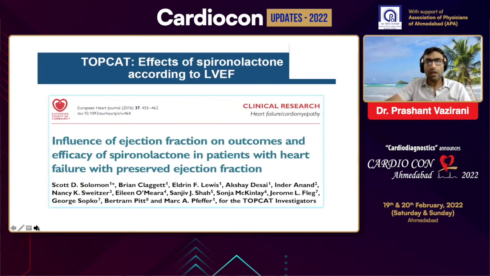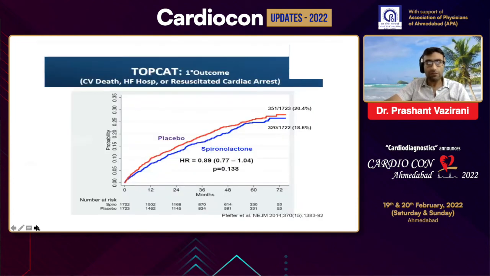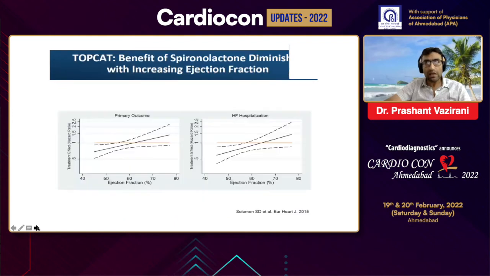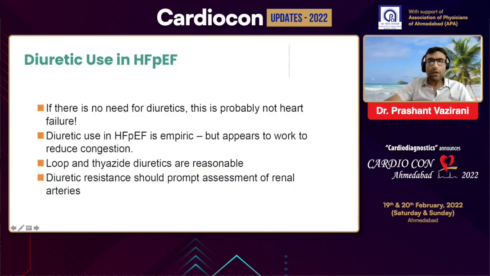So first is the TOPCAT, in which spironolactone was given to patients with HFpEF. The primary endpoint was not achieved in the HFpEF patients, but spironolactone had beneficial effects on heart failure hospitalization. But the benefit of spironolactone diminished with increasing EF. So this was something which was not good. And diuretic use in HFpEF is empirical, as in other patients also. If there is no need of diuretic, it is said that there is probably not heart failure.